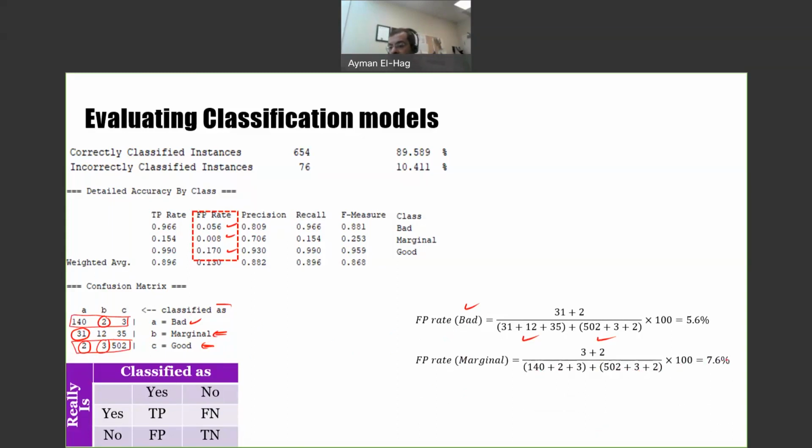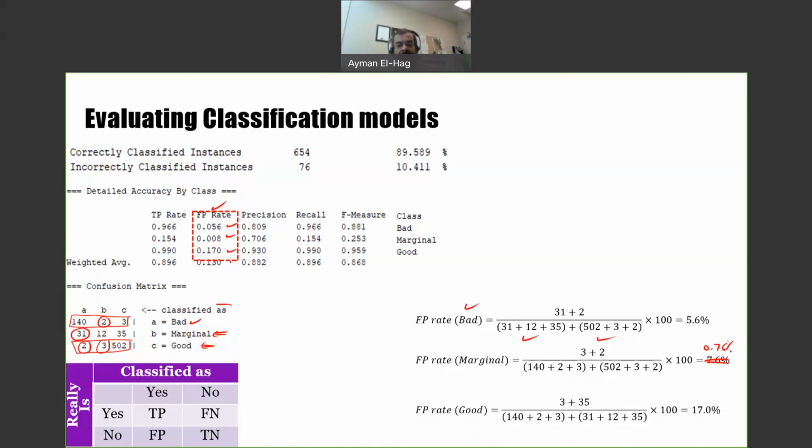So this is actually not 7.6%, it is 0.76%, which is 0.008. And here's something interesting. Although the marginal is bad, generally speaking, in this metric, it's not. It is the best actually, because for false positive, you want this to be as low as possible.